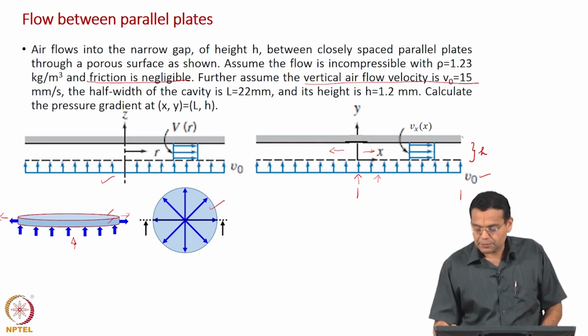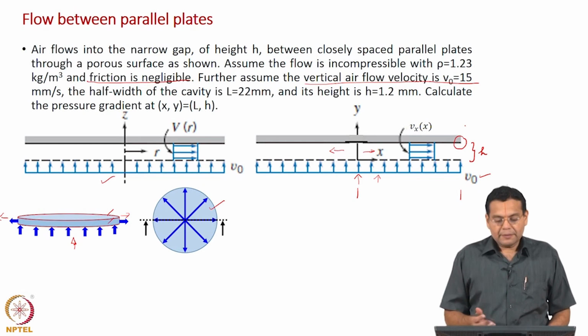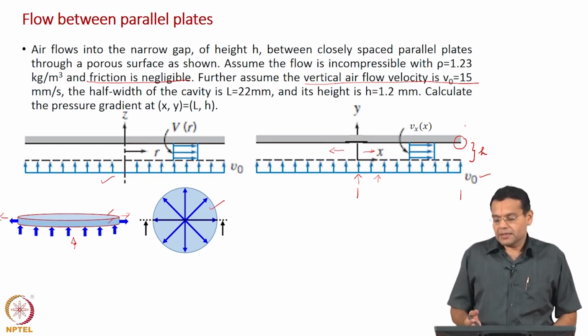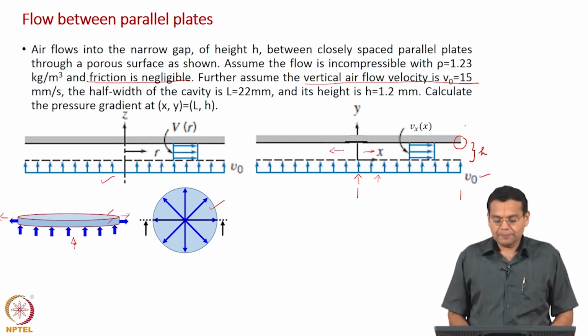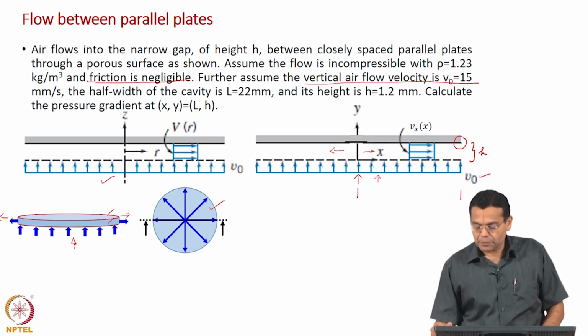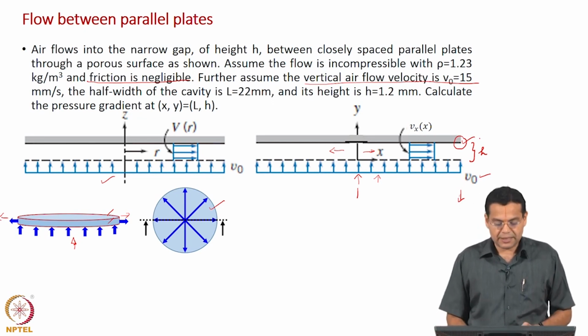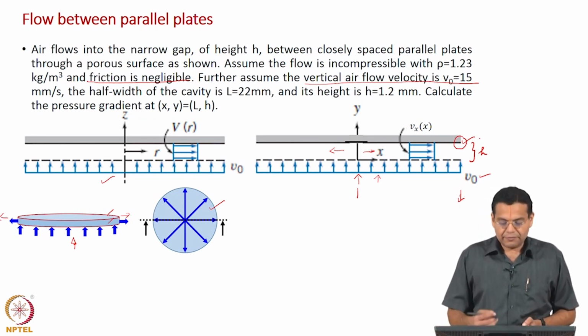What does it mean at this point? The pressure gradient varies depending on the spatial location. x equal to L denotes this location and y equal to h denotes this location. So, that is the point we are interested in, where we need to find the pressure gradient.